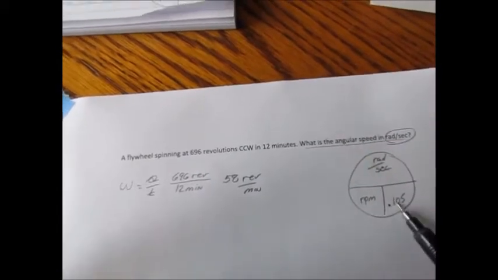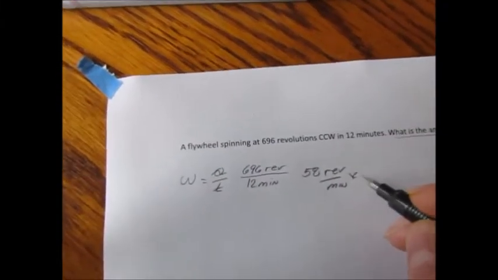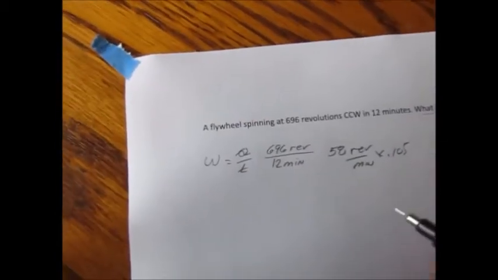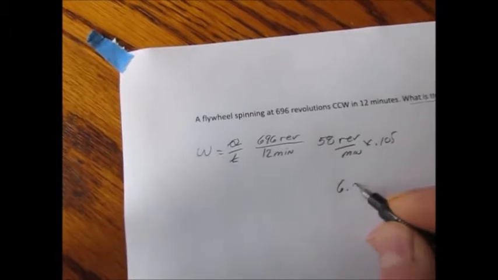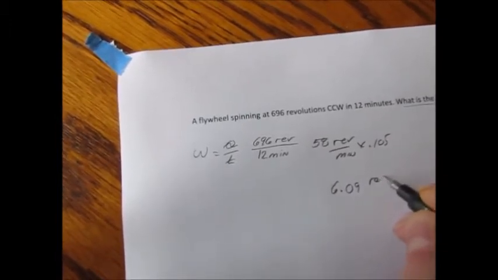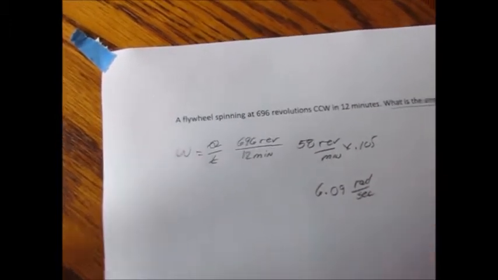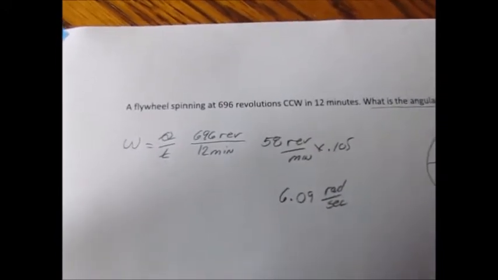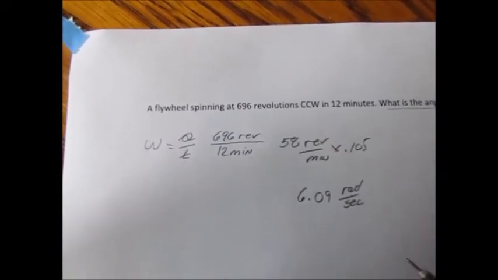We end up with RPMs times 0.105. So we take this times 0.105. And again, we took that from our thumb chart. We do that math. We end up at 6.09 radians per second. Now, remember, this is a vector because we have motion and a magnitude in a direction.